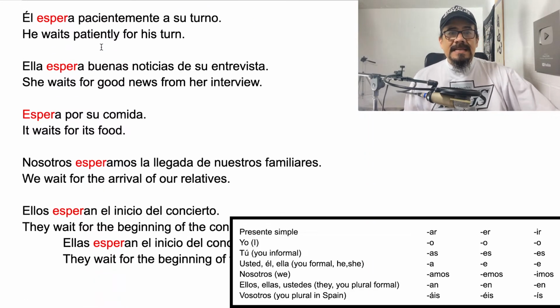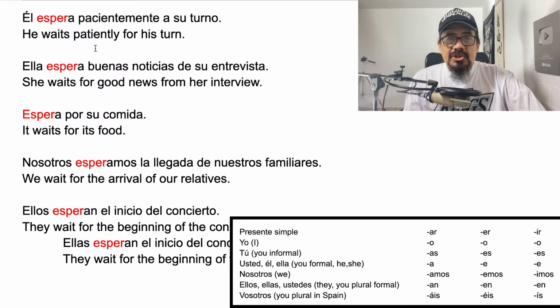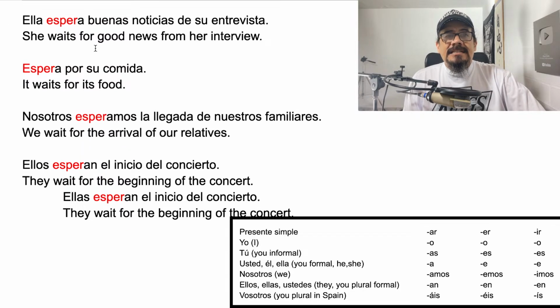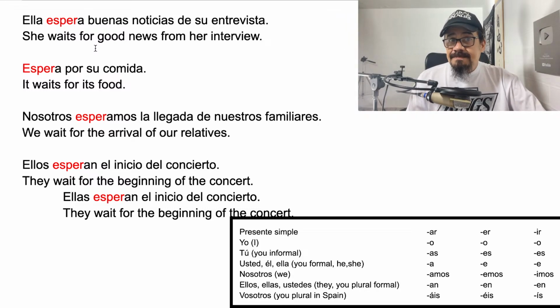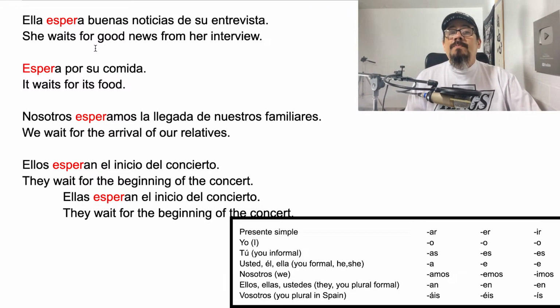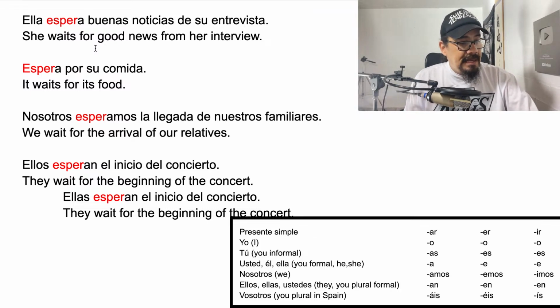Él espera pacientemente su turno. He waits patiently for his turn. Ella espera buenas noticias de su entrevista. She waits for good news from her interview. It could be she expects good news. Could be that. And it could be translated as ella espera, or she hopes for good news. Ella espera. Tiene la esperanza. Anyways.